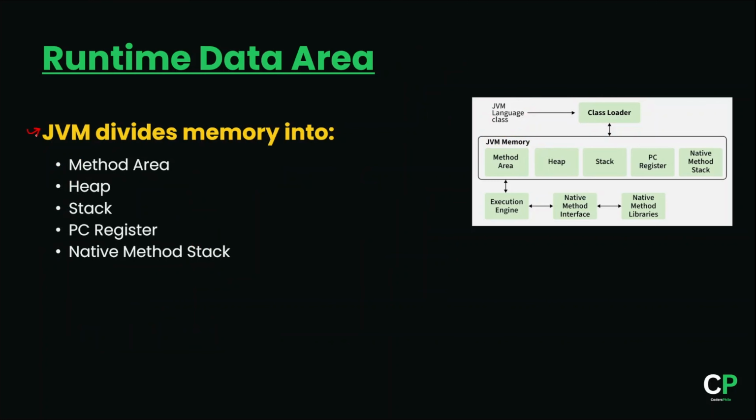For better organization, the JVM divides the memory into 5 parts. The first one is the method area, the second is the heap area, the third is the stack, the fourth is the PC register, also known as the program counter register, and the fifth is the native method stack. So these are the 5 parts of the JVM memory. Let's first start with the method area.